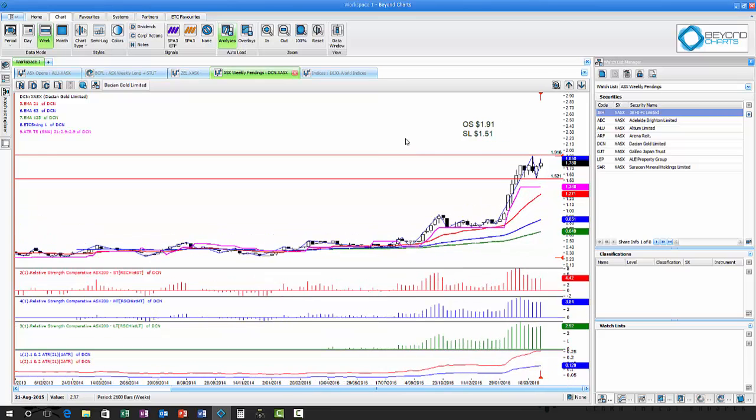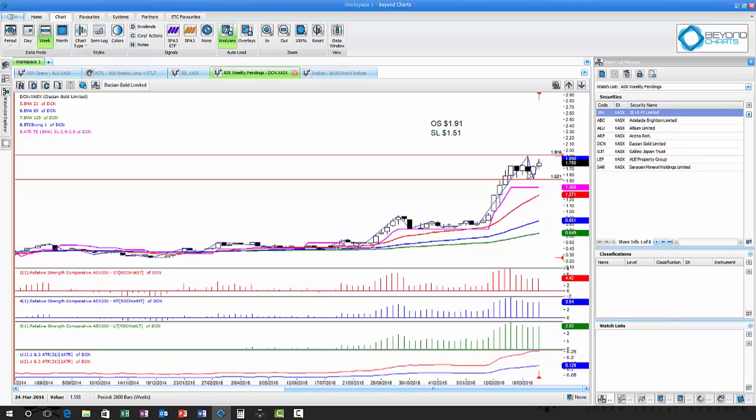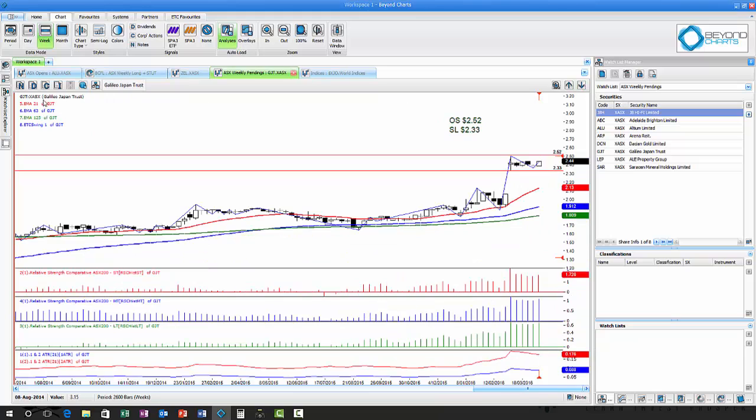So to structure this trade, we just need to place an on-stop order 0.5% above that last medium-term peak. So our on-stop order comes in at $1.91, and our protective stop needs to be at least 2 ATRs below that last medium-term peak, below our entry level, and it must also be at least 0.5% below the last medium-term trough. So we have a stop loss coming in there at $1.51. That's DCN Gold.